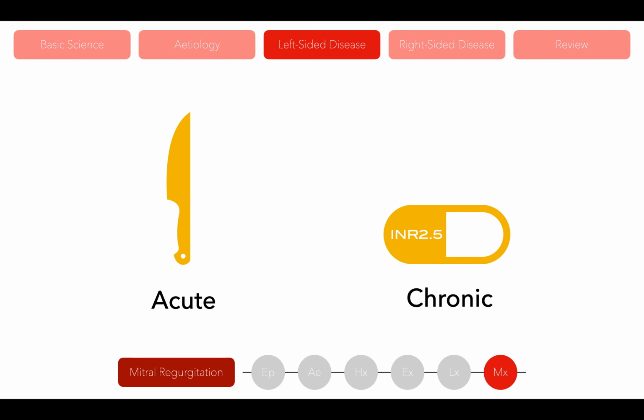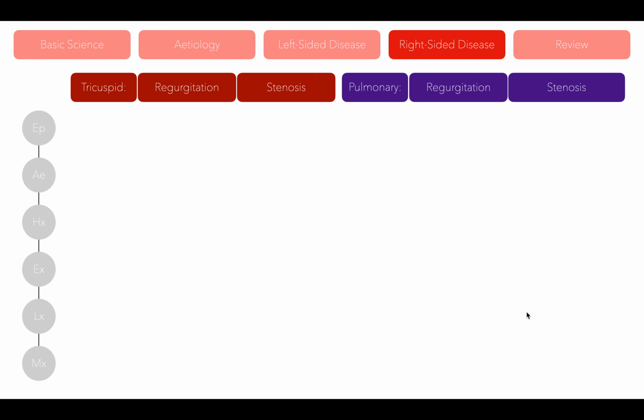Chronically, you need to make sure that INR is down because of risk of, obviously, the blood's not going where it should. It's sloshing around in the heart, so microembolic events. ACE inhibitors and beta blockers, but yet again, there is no definitive medical treatment for valvular heart disease.